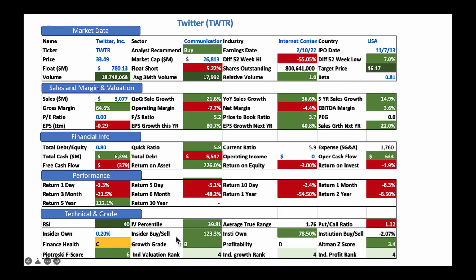But look, from an institution perspective, from a Morningstar perspective, they got a C grade in financial health, B grade for growth. I think it's a growing company. Profitability D. Altman Z score is 3.4, which is great. And from an industry perspective, they get a grade 4, which is not bad. Lower grade is better, but 4 is okay. And Piotroski F score is 6.